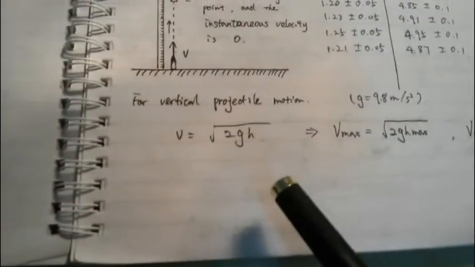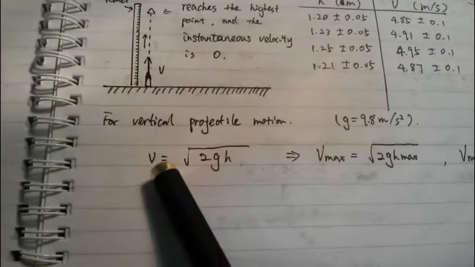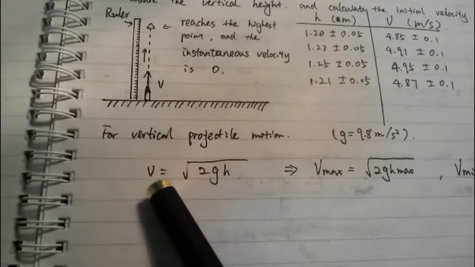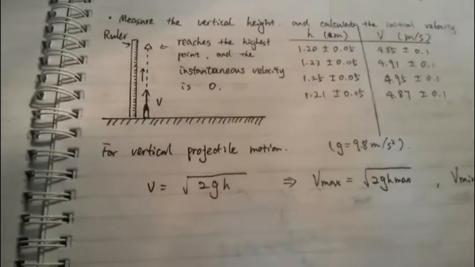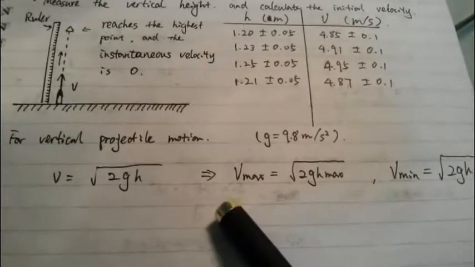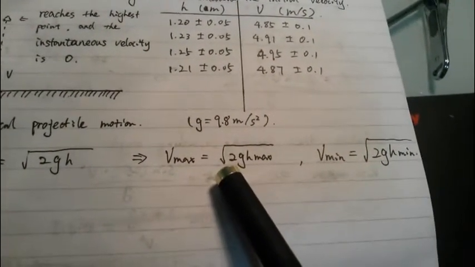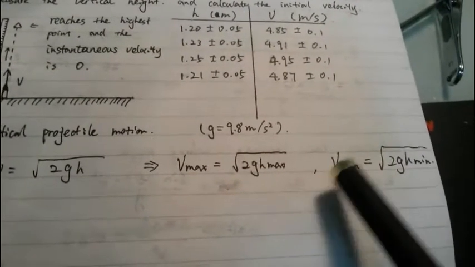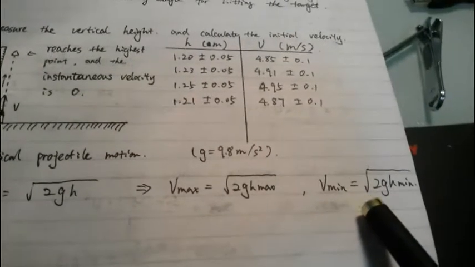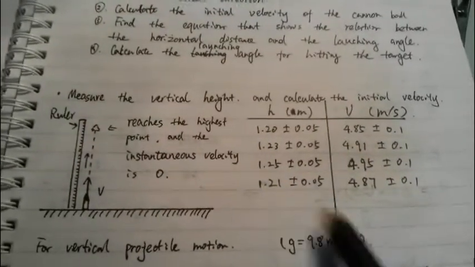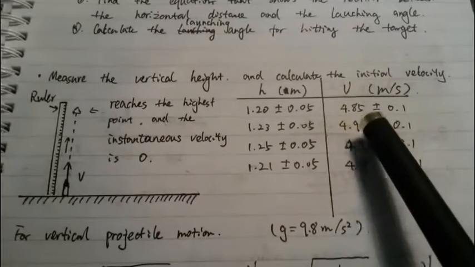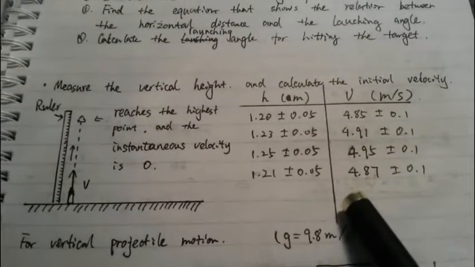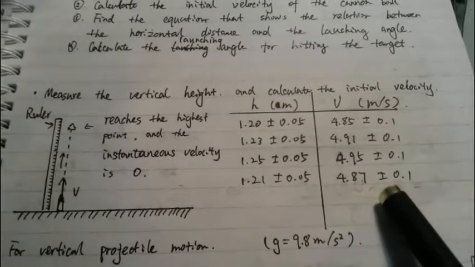And then we use the formula for vertical projectile motion, which is V equals the square root of 2 times g times h, where h is the highest point it reaches. Then the maximum velocity is the square root of 2 times g times h maximum, and the minimum velocity is the square root of 2 times g times h minimum. Using the heights we marked down to calculate the initial velocity of the cannonball, we get 4.85, 4.91, 4.95, and 4.87. The uncertainty is 0.1 meters per second.